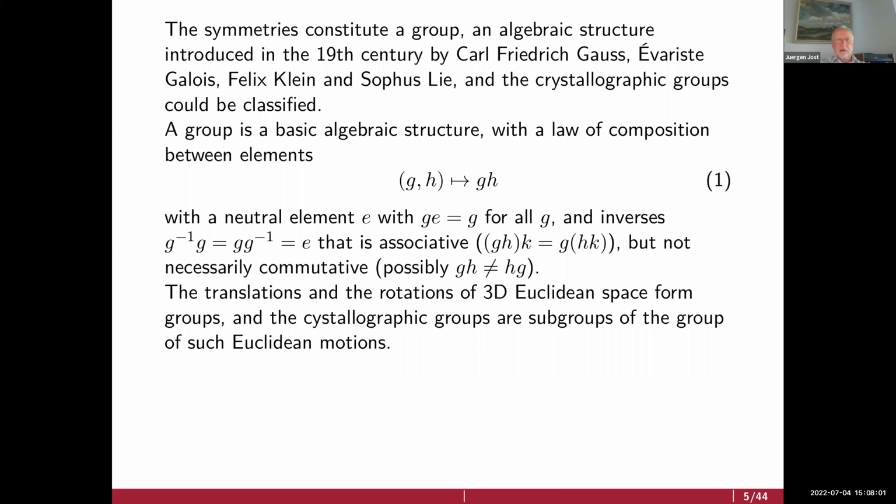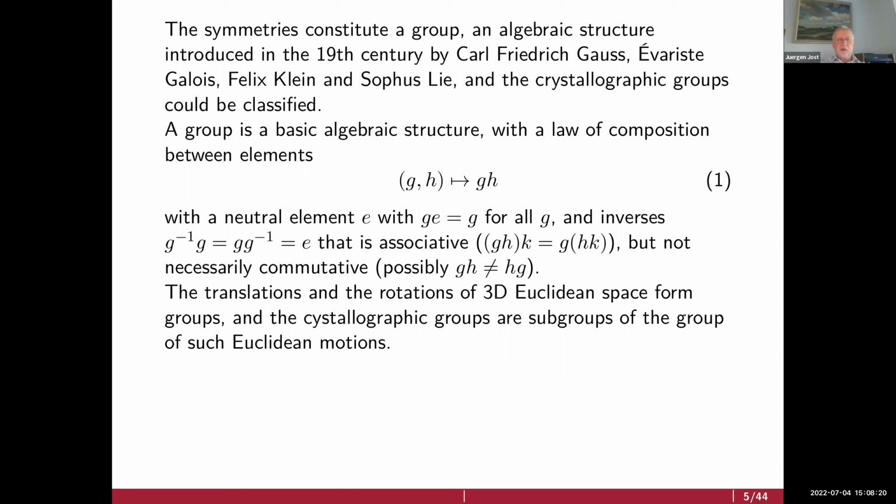And then the crystallographic groups are subgroups of the groups of such Euclidean motions. They're discrete subgroups, and you can classify them. And when you have this abstract mathematical scheme, you can order the minerals.